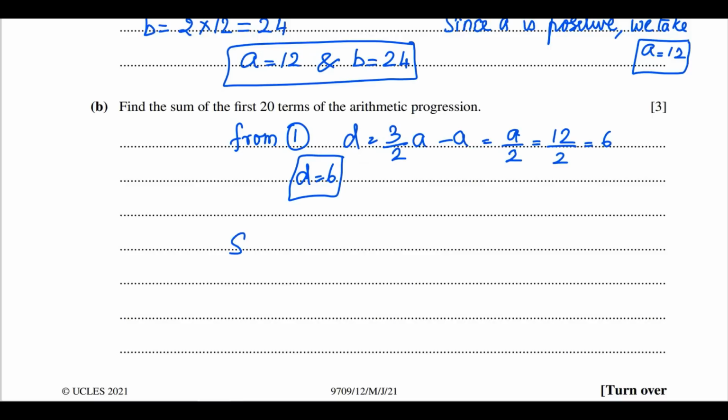So S20, the sum of the first 20 terms, equal to N over 2. So 20 over 2 multiplied by 2 multiplied by the A value, which is 12, plus N minus 1, which is 19, multiplied by D, which is 6. So on simplification, this gives 1380.